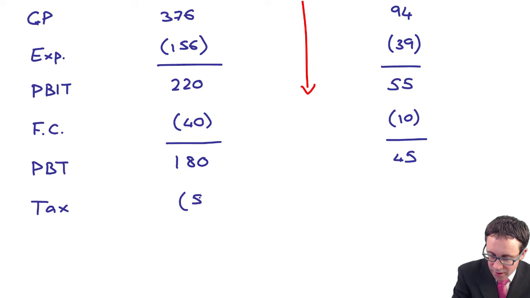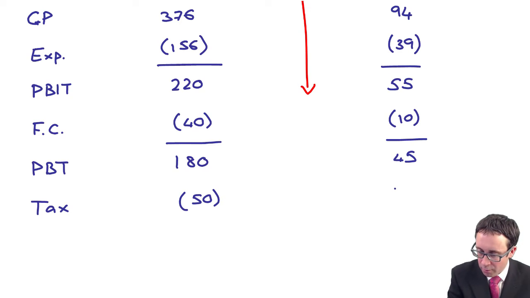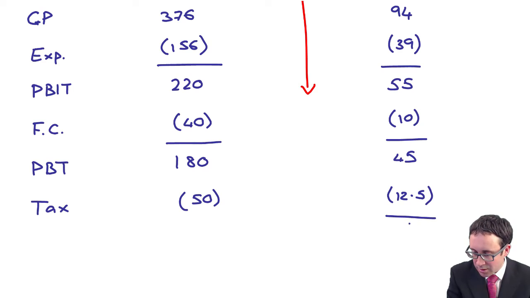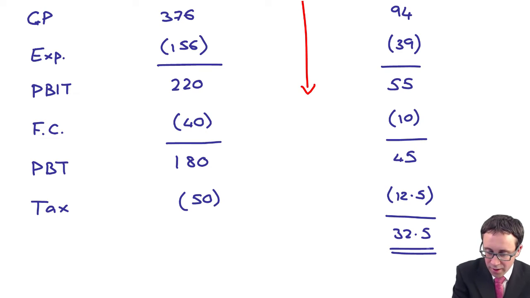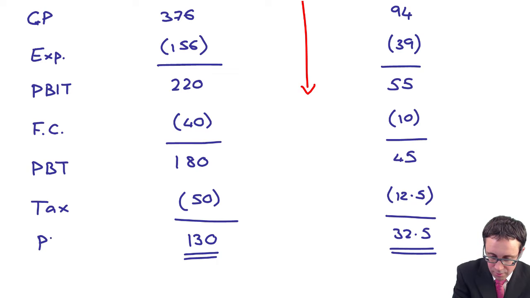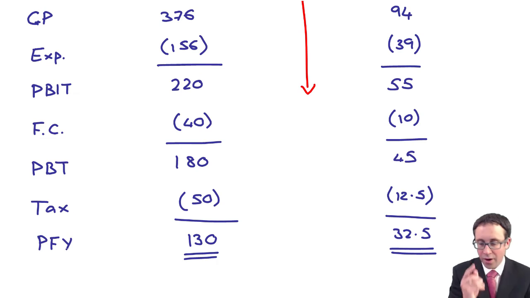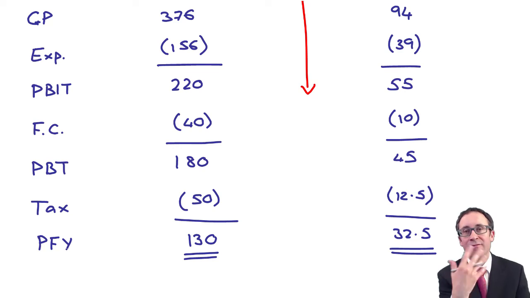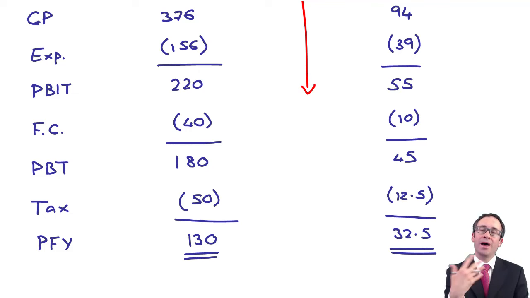Tax is there as 50. It's the only one that's a little bit of a funny number when we translate. Effectively, it's just to make all the numbers work and make it easier. So that gives you profit for the year of 32.5, which was 130 previously before any translation.